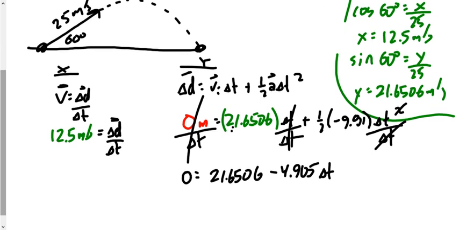I want to take that 21 over to the other side because it's not connected to the t. How do I take it over? Yeah, sometimes we think we add it because we see 21 minus 4.905. No, we take it over by minusing it because it's plus 21 minus 4.9. So if it's plus 21, we take it over by subtracting. We get negative 21.6506 equals negative 4.905 t. Now we're going to take 21 and divide it by 4.905. And we're going to get somewhere in the range of 4 seconds, I think.